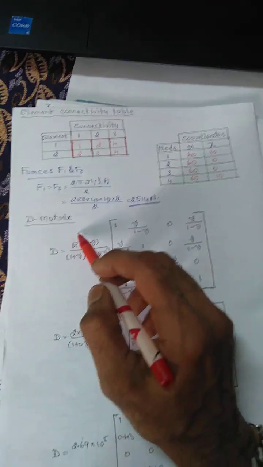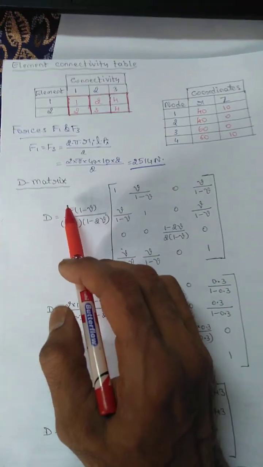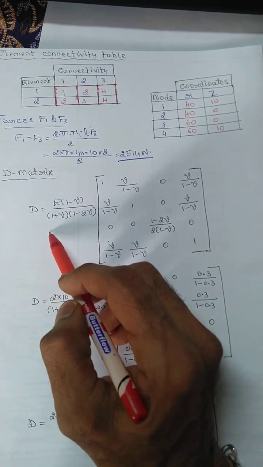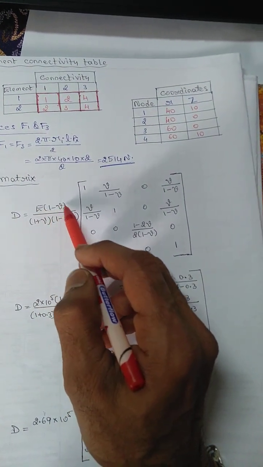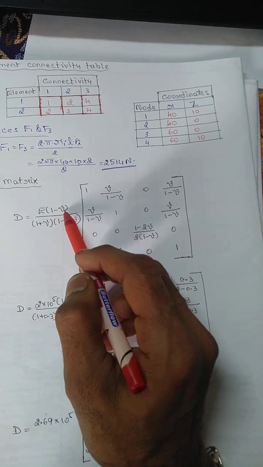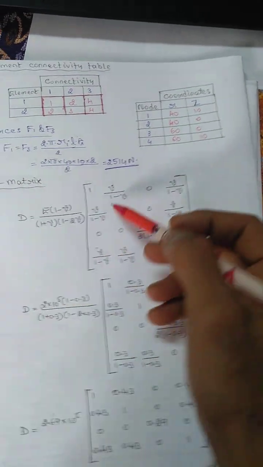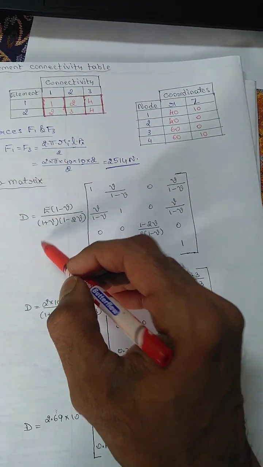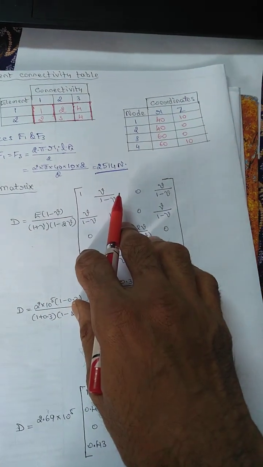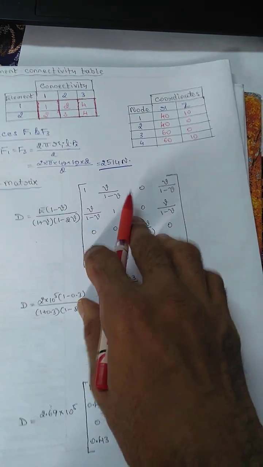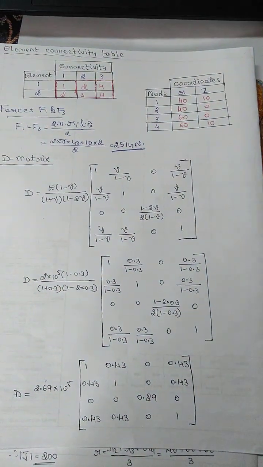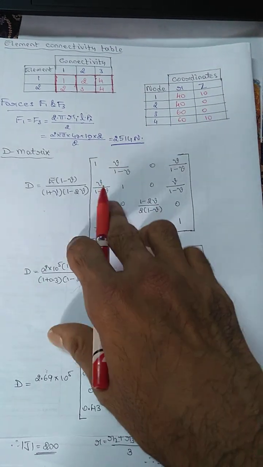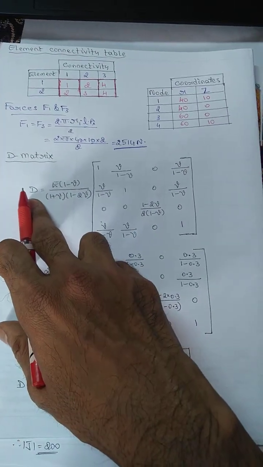Next, we'll check the D matrix. This is the equation for the D matrix: D is equal to E, Young's modulus, into a factor involving 1 minus Poisson's ratio. In axisymmetric loading only plane strain exists; there is no plane stress because of the axis. That is why this is the equation for the D matrix.